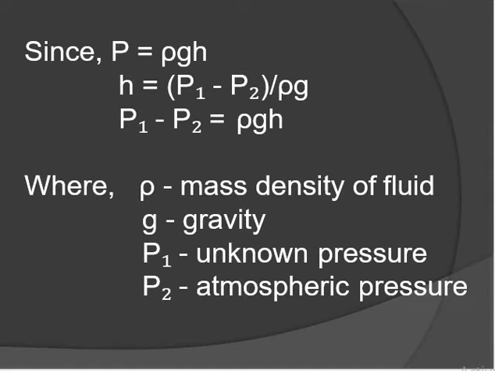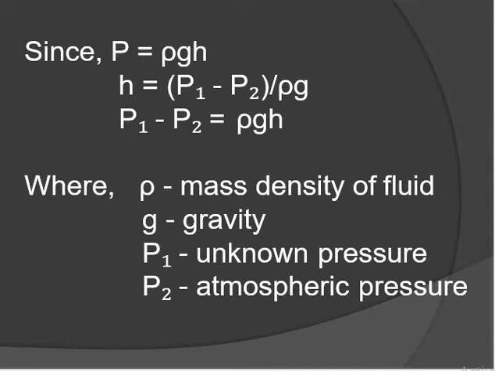So how can we formulate it? Pressure is equal to rho g h. Density into gravity into height, that is called pressure. The pressure difference equals density, gravity and height of the manometer. So this is how we calculate the pressure in the manometer.